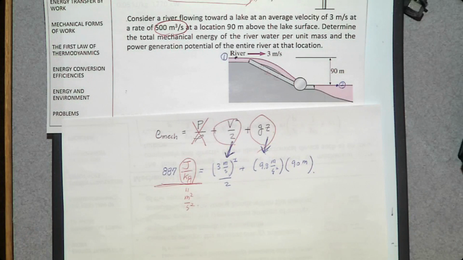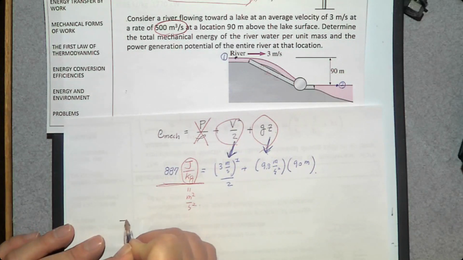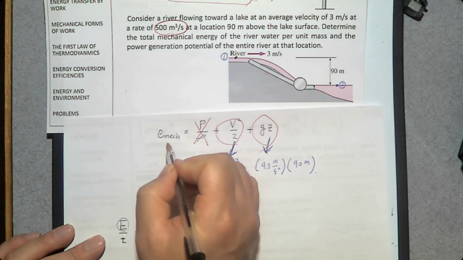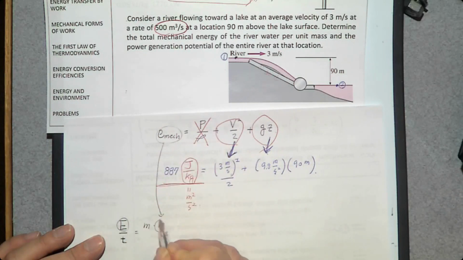First, power. Power is energy divided by time. So the energy is going to be mass times specific mechanical energy, this one, over time. What is m over t?